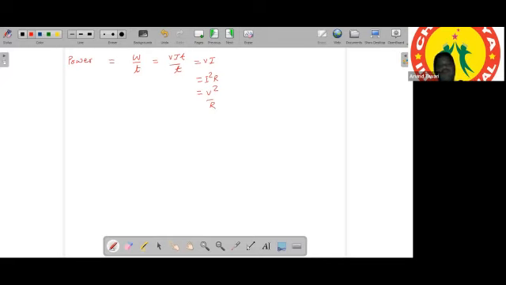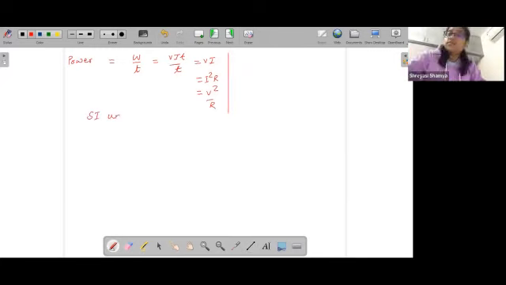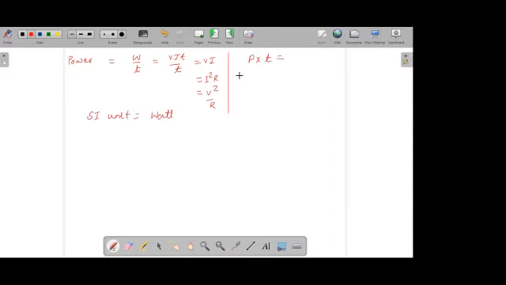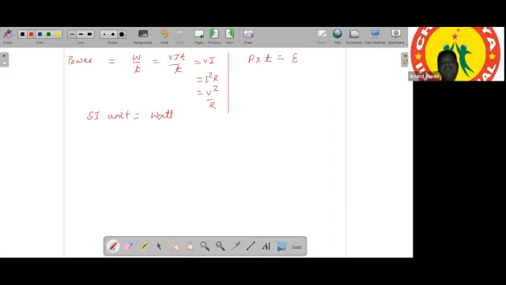So from this, you have another set of formulas, which is for power. And what is the SI unit of power? Watt. Okay, the SI unit is watt. And what quantity will you get if you multiply power with time? Energy.